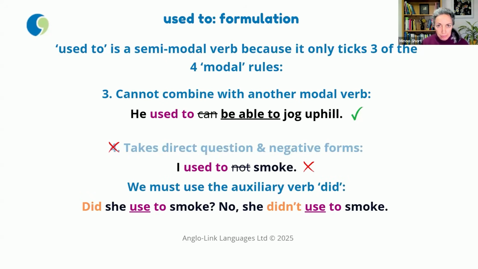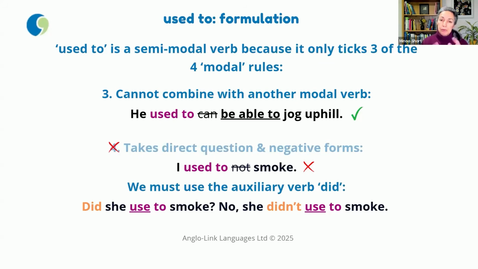The only rule that it doesn't tick is rule number 4, which says that modal verbs take direct question and negative forms. That is not the case with this used to. We can't say I used to not smoke. We must use the auxiliary verb did. Did she used to smoke? No, she didn't used to smoke.